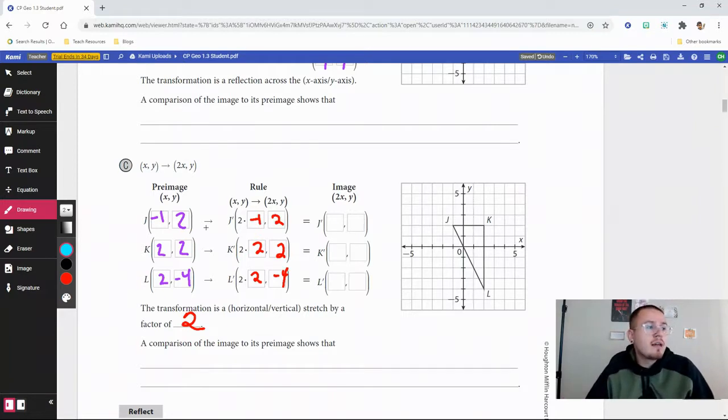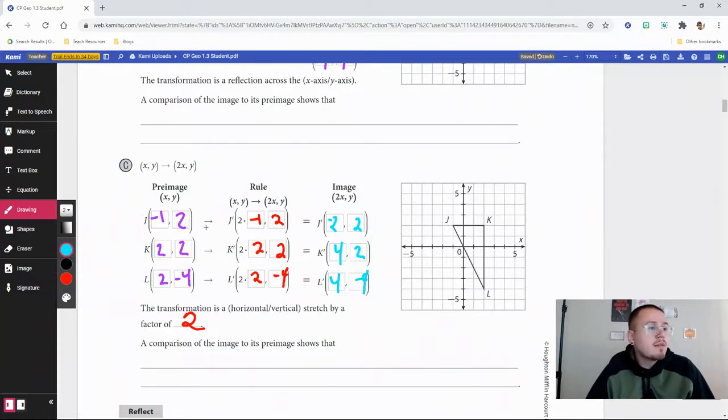You'll see that I plugged everything in. I'm setting up the math to go from J to J prime, K to K prime. The transformation is to multiply it by 2. So the image, we're going to get 2 times negative 1, which is negative 2, comma 2. 2 times 2 is 4, comma 2. 4, comma negative 4. We're going to plot those points and then compare it to our pre-image.